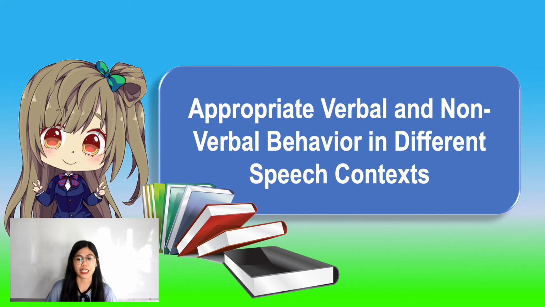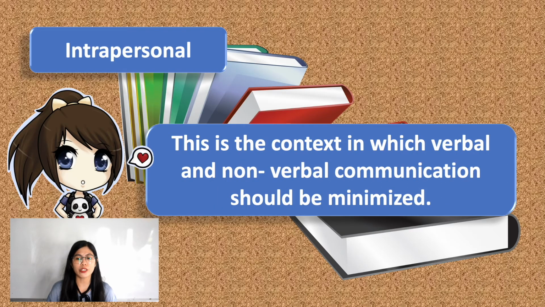Now let's move on to appropriate verbal and non-verbal behavior in different speech contexts. When you are using intrapersonal communication, it is the context or situation in which verbal and non-verbal communication should be minimized. Why? Because normally you don't verbalize what you communicate to yourself. Thus, loudness or softness of the voice and the language form are not factors in your speech. And since you are just talking to yourself, either in spoken language or just in your mind, non-verbal communication such as posture and hand gestures should be minimized as well.